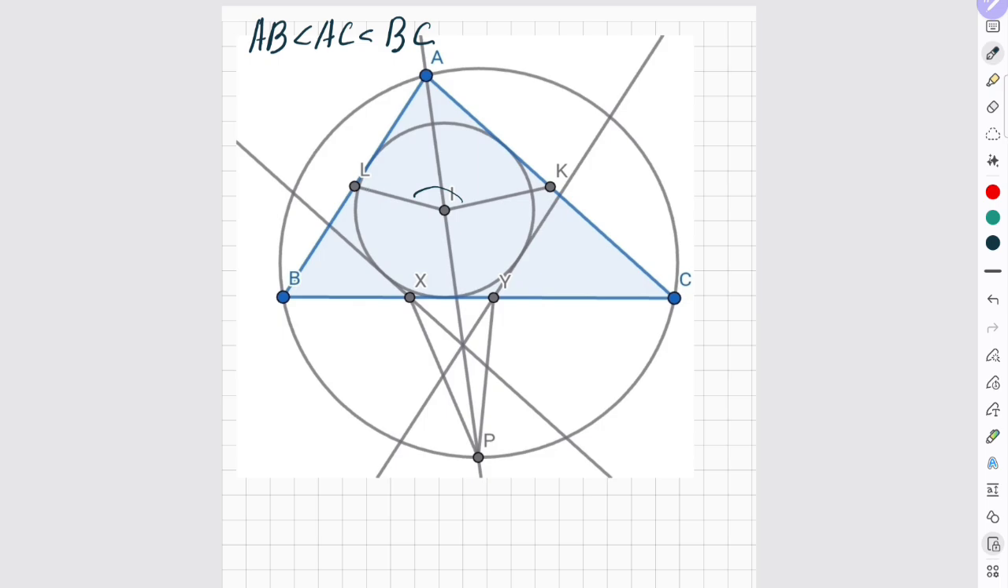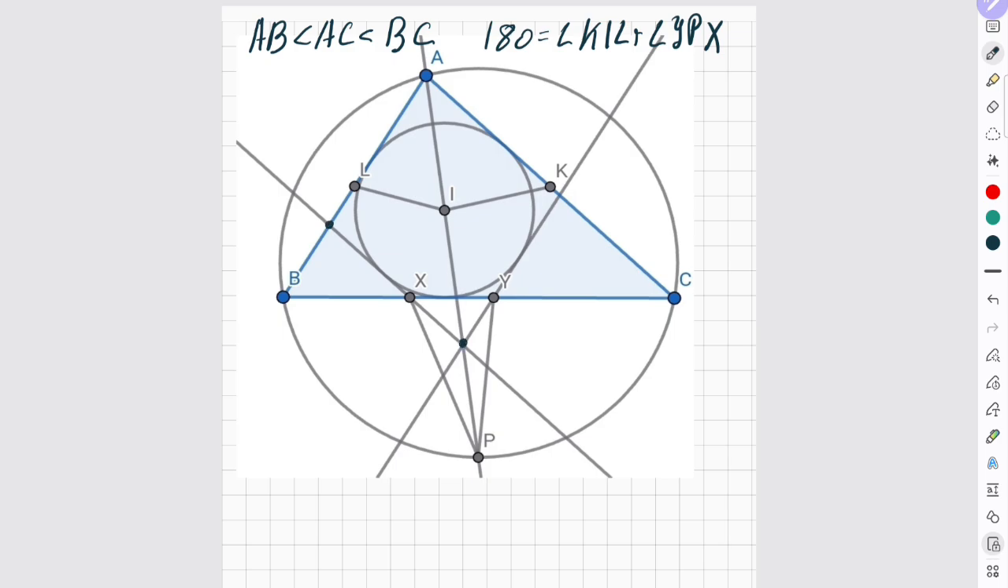And we are asked to prove that this angle KIL and this angle YPX, the sum of these two angles is 180. It is equal to the angle KIL plus angle YPX. We get P by extending this line AI, and the intersection point of this line with the circumcircle again is P.